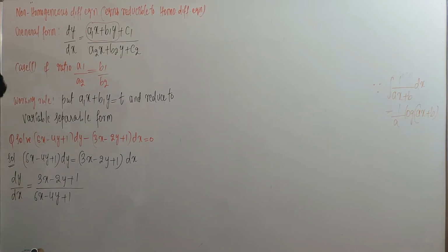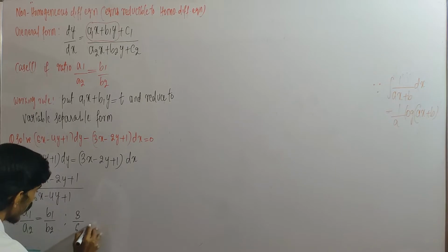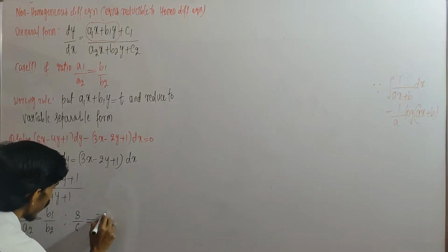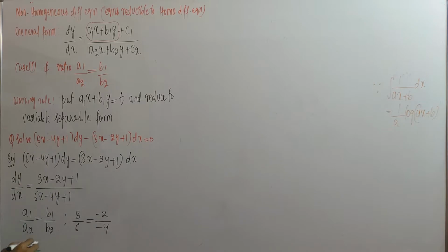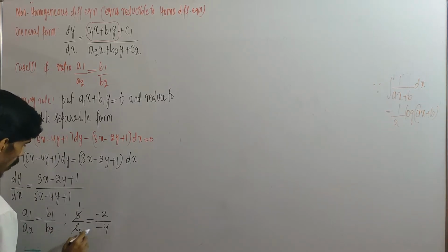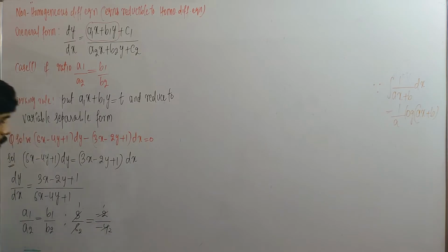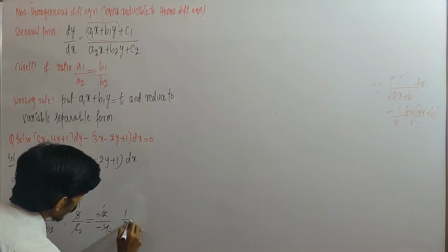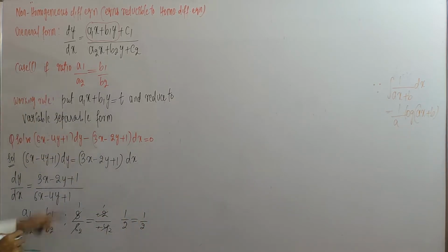Now this is in the form of a1x plus b1y plus c1 upon a2x plus b2y plus c2. Here we have 3 by 6. Here we have minus 2 by minus 4. Let us check whether a1 by a2 is equal to b1 by b2 or not. Now substitute, then we'll get 3 by 6 is equal to minus 2 by minus 4. If I cancel this, 3 ones are 3, twos are 6, minus minus will get cancelled. We have 1 by 2 equal to 1 by 2. That is this condition, a1 by a2 equal to b1 by b2.